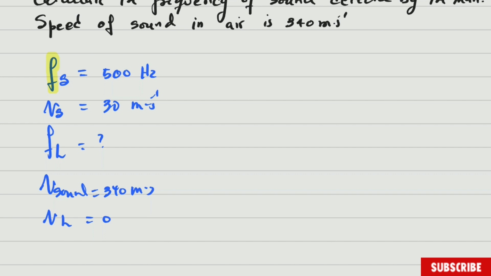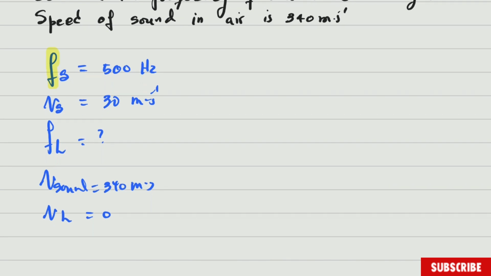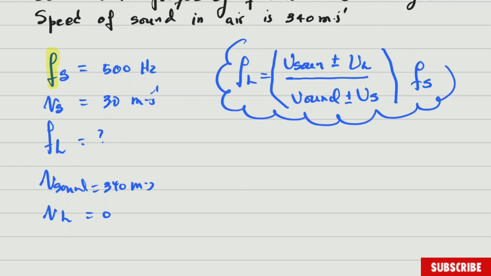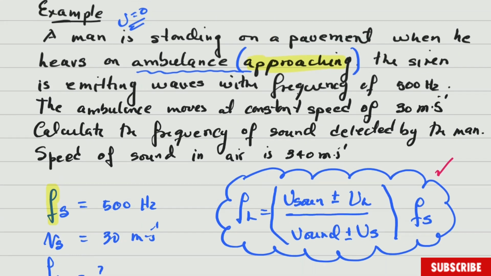So now, guys, important, you are going to write the formula as it is given to you in the exam, as for instance, V of sound plus minus V of the listener divided by V of sound plus minus V of the source multiplied by the frequency of the source. You always are going to write the formula in this way, and it's very easy because that formula is given to you. Now then you are going to come to the scenario.